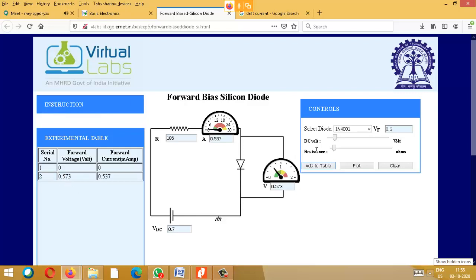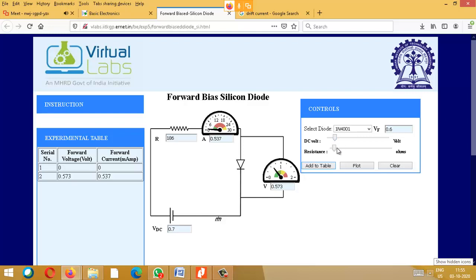Now slightly go on increasing. When you want forward characteristics, positive is connected here and negative is connected here. I am increasing the voltage. For the increase in voltage, what is the current flowing and what is the voltage across the device? Voltage across the device will not vary once the device is turned on, which you have to understand. So when I increase my voltage, current flow will increase, but the voltage across the device will be more or less the same value.